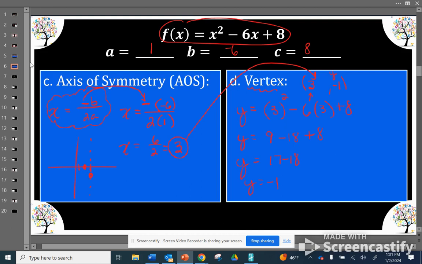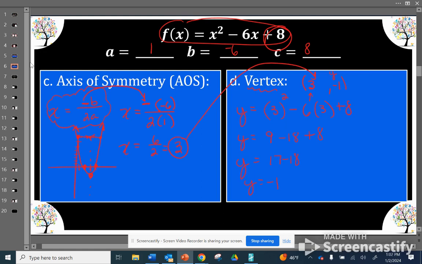We knew that 2 and 4 were our roots, and then 1, 2, 3, 4, 5, 6, 7, 8, because we know our C value is the y-intercept. And then we know that this y-intercept is 3 units from the AOS, so its corresponding point is 3 units on the right side. So now we have 5 nice points to create our parabola.